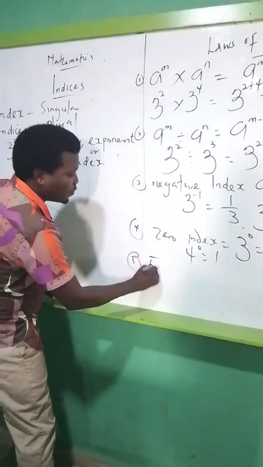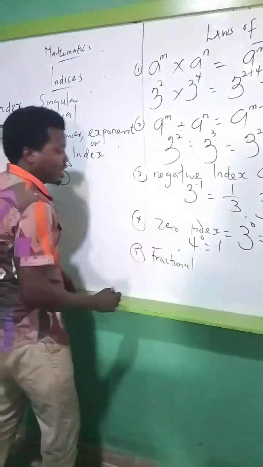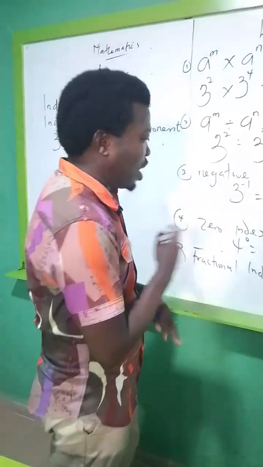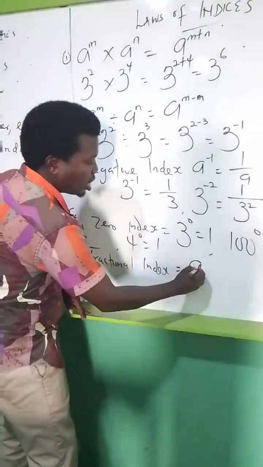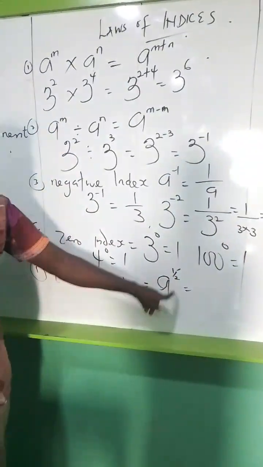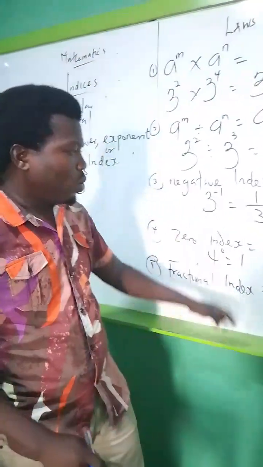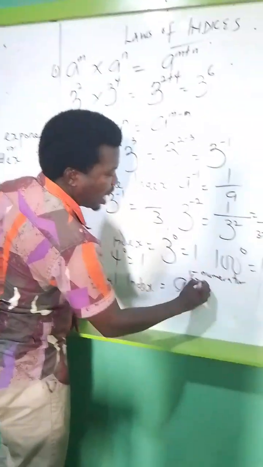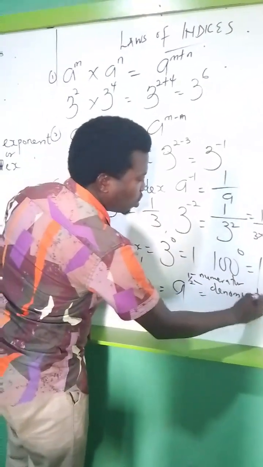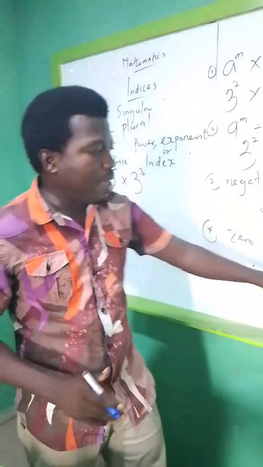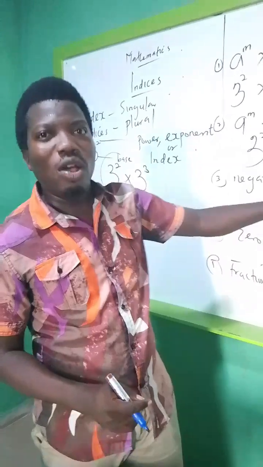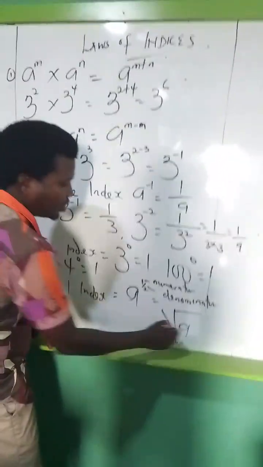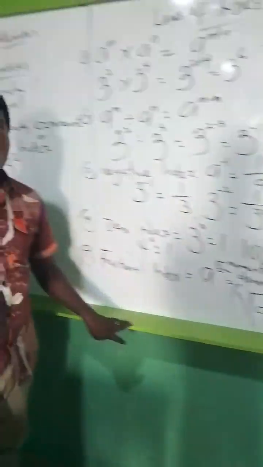The next one we have is fractional index. Fractional index, meaning when the power is a fraction. Take for example, if I have a raised to the power half, what the law says, we have 2 parts in a fraction. We have the numerator, and we have the denominator. What the law of indices says is, when a base is raised to a fractional power, the denominator of that power becomes the root of the base and you raise it to the power of the numerator.